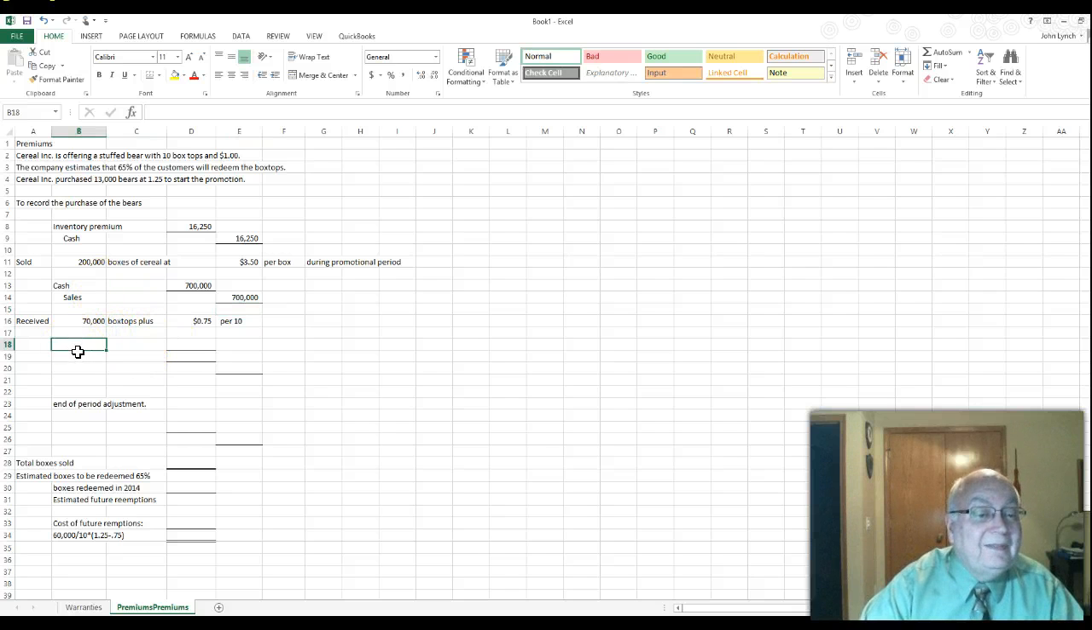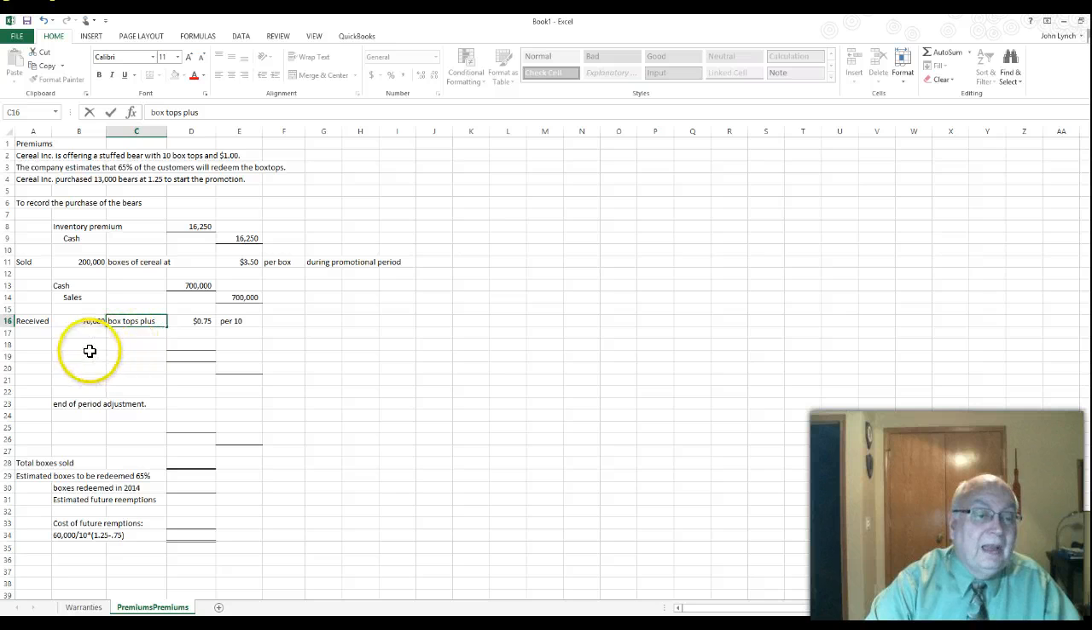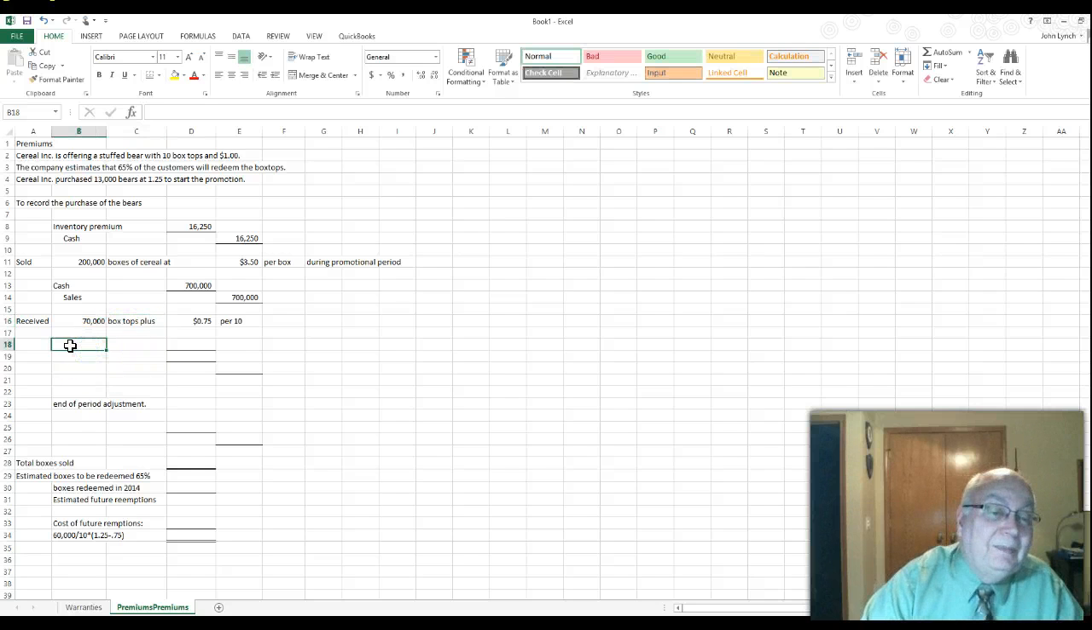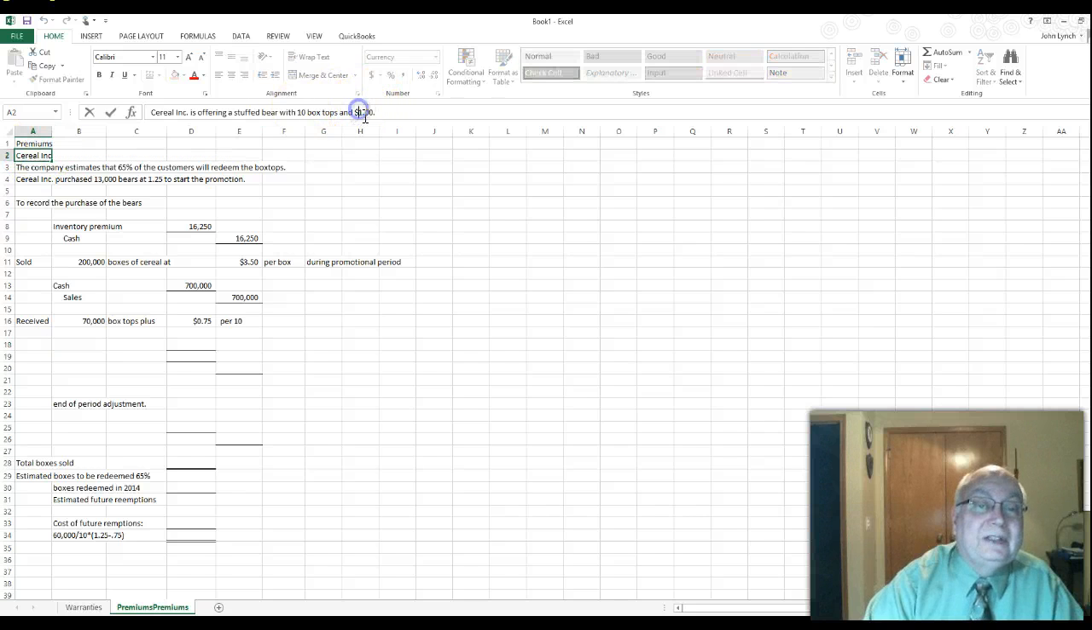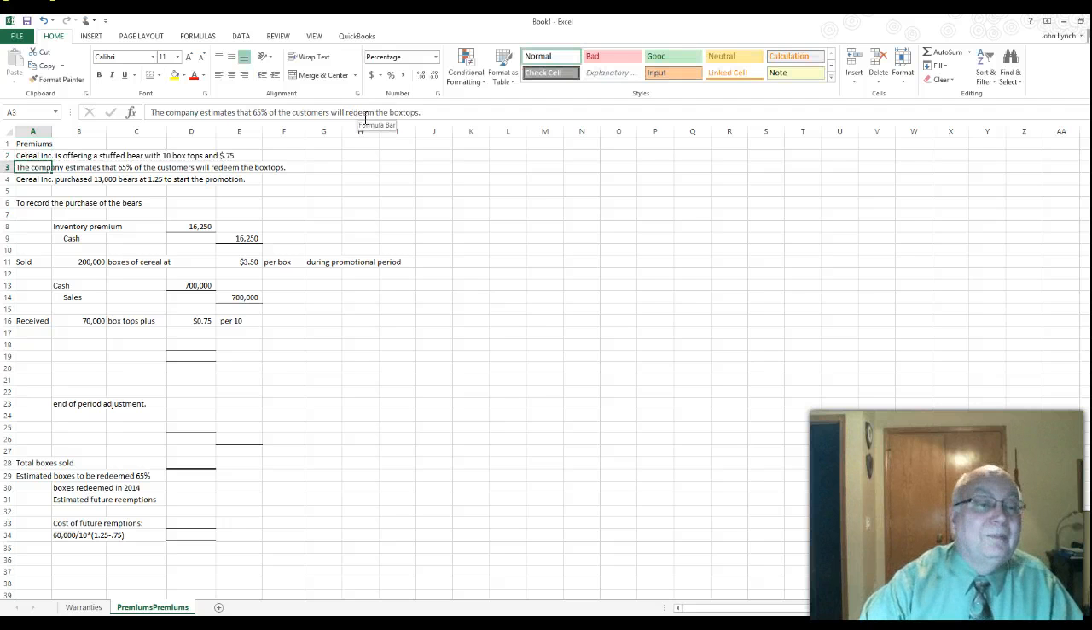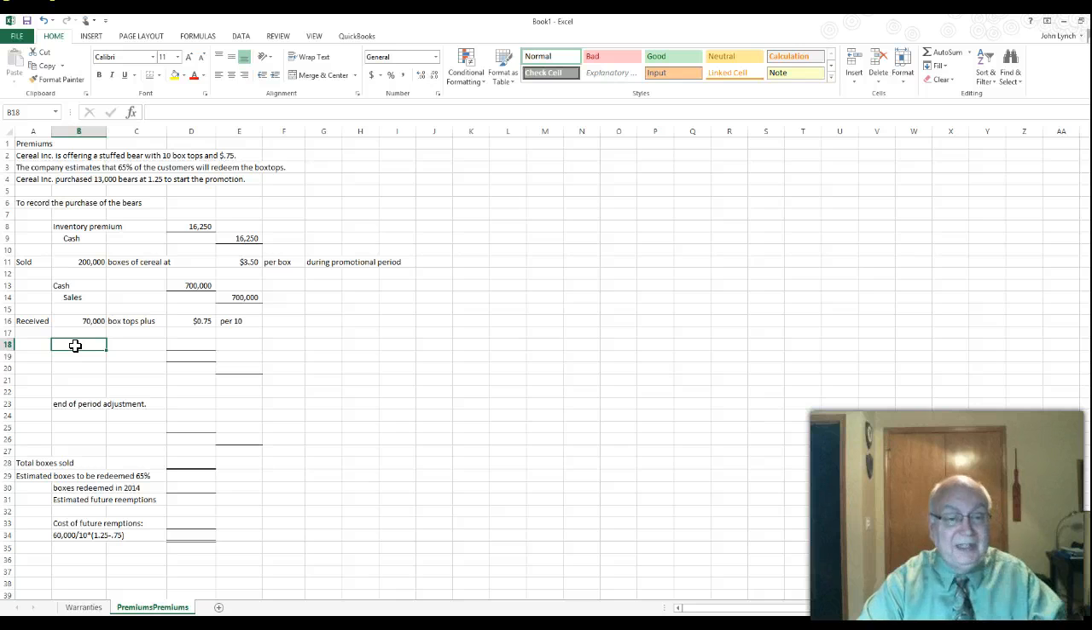The 70,000 box tops that we received, 70,000 box tops were submitted to us, and they paid us 75 cents. Oops, I got to change that up here. I forgot to change this one. I was going to start with $1, and then I decided I was going to make a better offer, so I'm going to do it for 75 cents. So they sent us the 75 cents and 10 box tops, and we received 70,000 box tops.